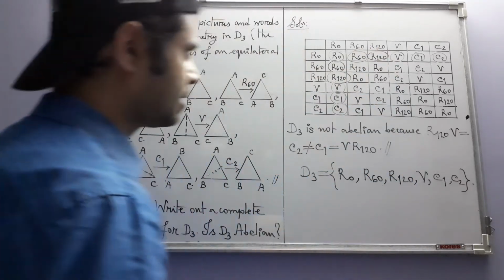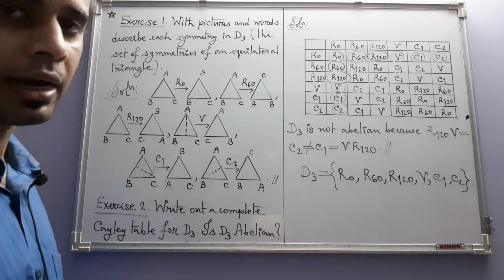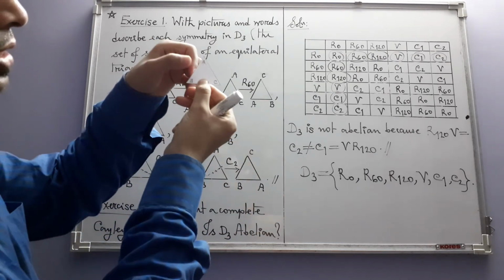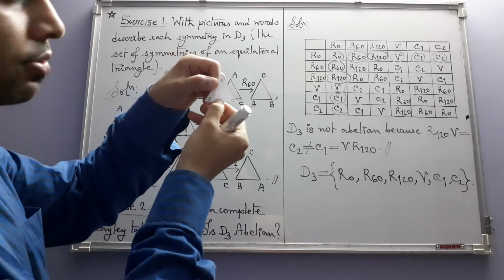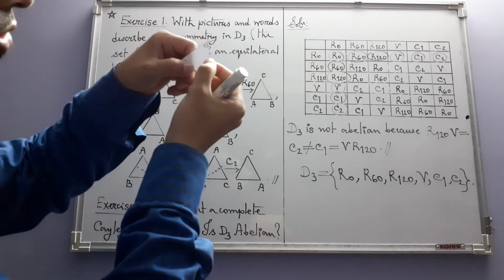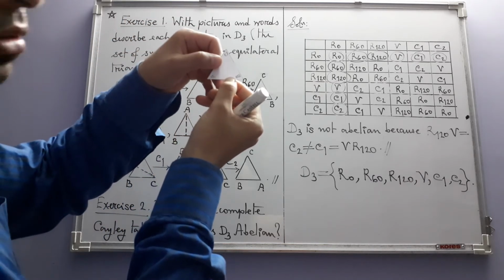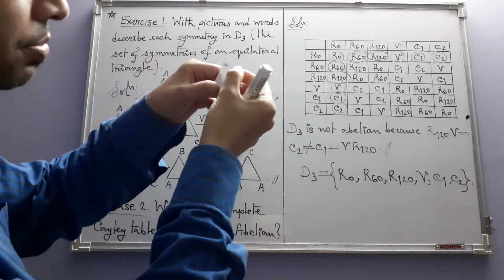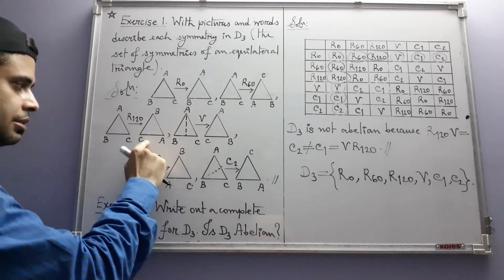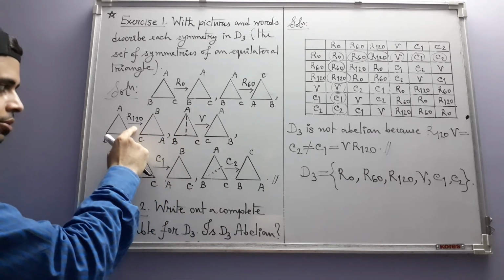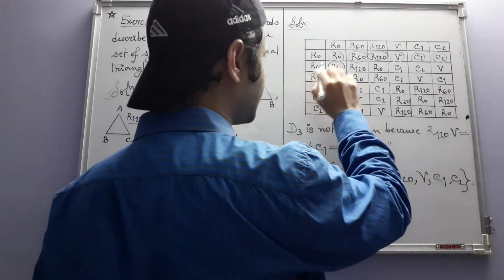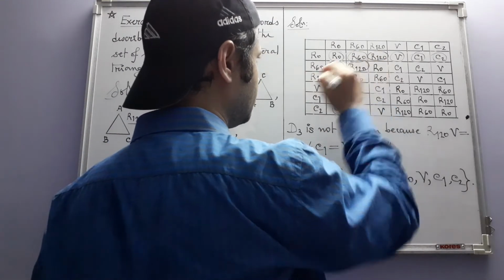R60 R60. If you apply R60 2 times, then you are rotating 2 times through an angle of 60 degrees. So this is ABC, you rotate once, this is the arrangement. You rotate once more, you get BCA, which is the same as rotating through an angle of 120 degrees once. So that's why R60 R60 is R120.